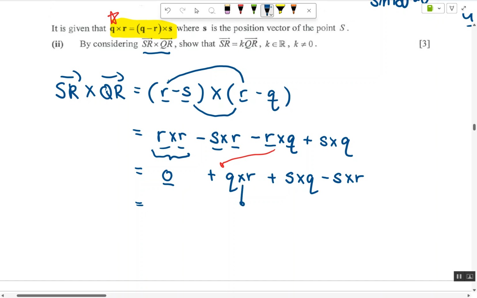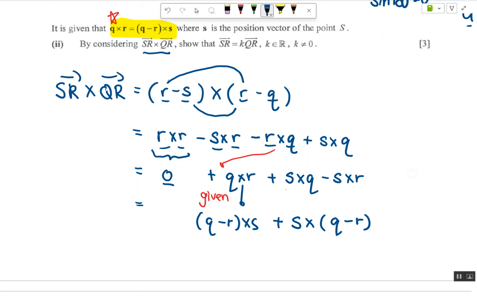So this guy is the free guy that they gave you: Q minus R cross S. This is the given one that they gave you. Plus S cross Q minus R. Can you see? I factorize out the S in front.